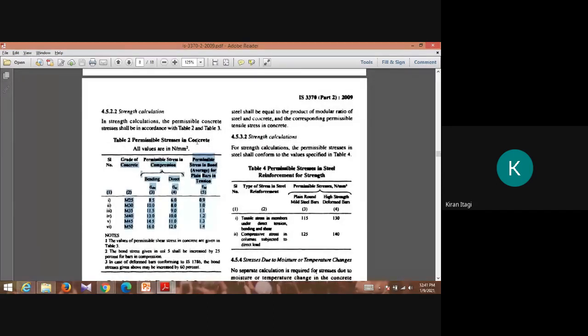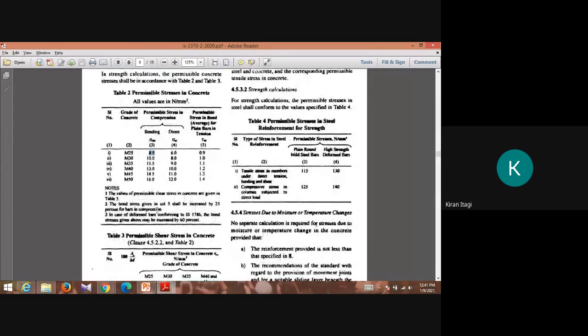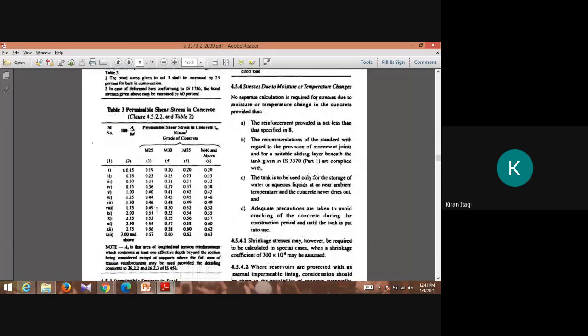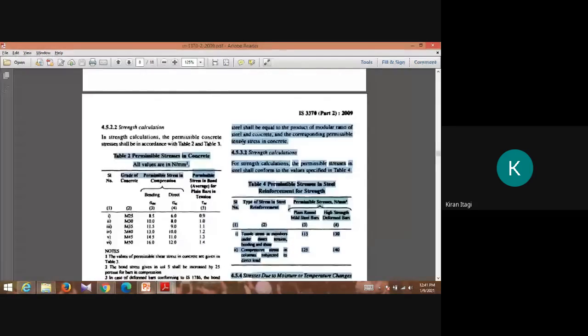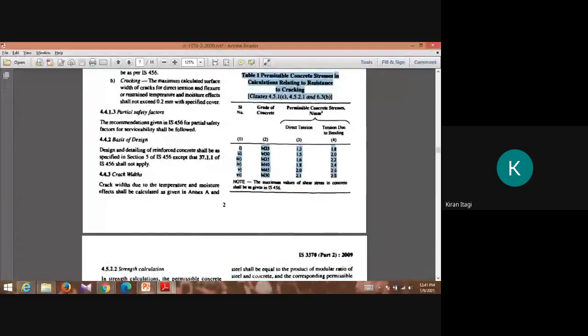Permissible stresses in the steel, we need this one, that is sigma ST. Suppose you are using M25 grade of concrete, the sigma CBC value will be 8.5, and like this, for different grades we have different tabular columns. See here, tables 2 and 1 are the most important. You will need them while solving numericals. Then we have the method of analyzing.